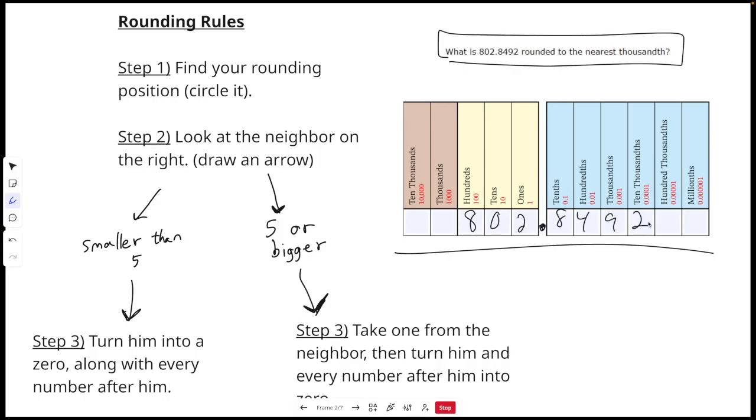802.8492. Step one is to find your rounding position, circle it. The thousandth is right here, so I'm going to circle the 9. All right, step one is done. Step two, look at the neighbor on the right, draw an arrow. So I'm looking at the 2, step two is done.